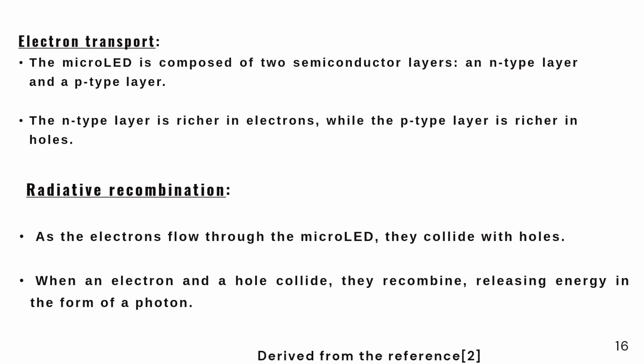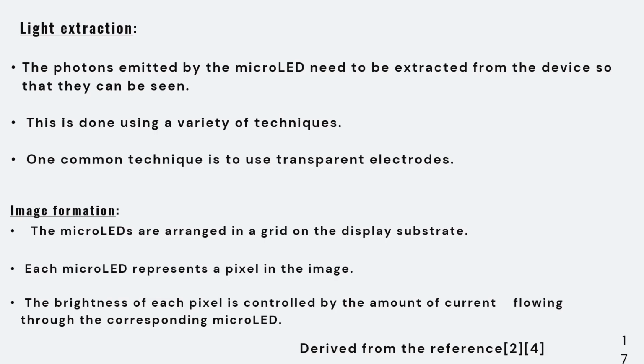In the case of radiative recombination, as the electrons flow through the micro LED, they collide with the holes. When an electron and a hole collide, they recombine, releasing energy in the form of a photon, which determines the wavelength of the light emitted. The wavelength mainly depends on the energy band gap of the semiconductor, and the energy band gap determines the energy difference between the valence band and the conduction band. Then we can move to the next step, light extraction.